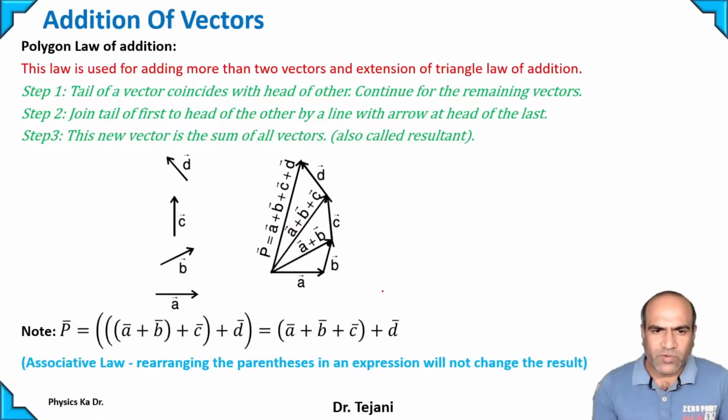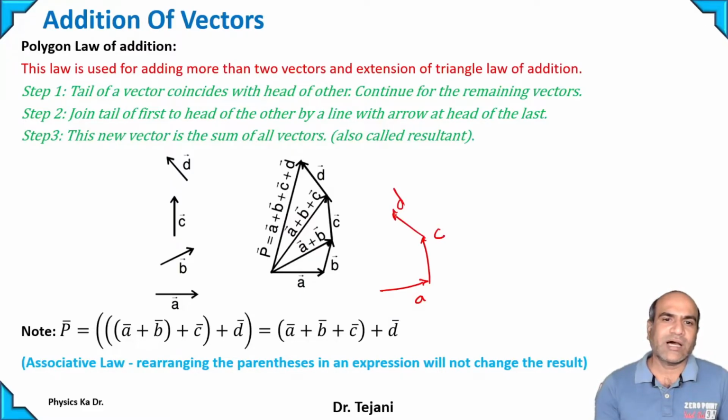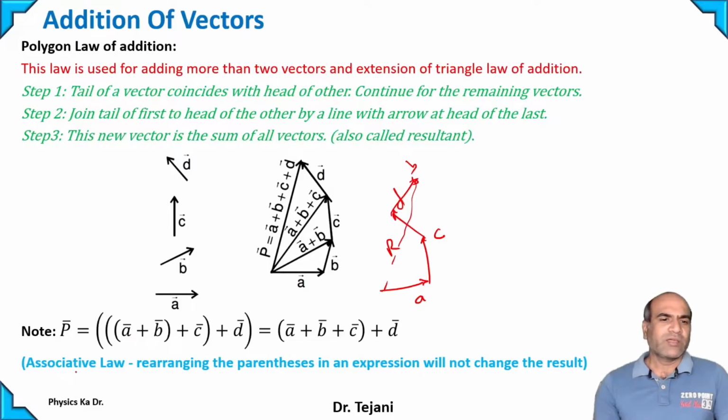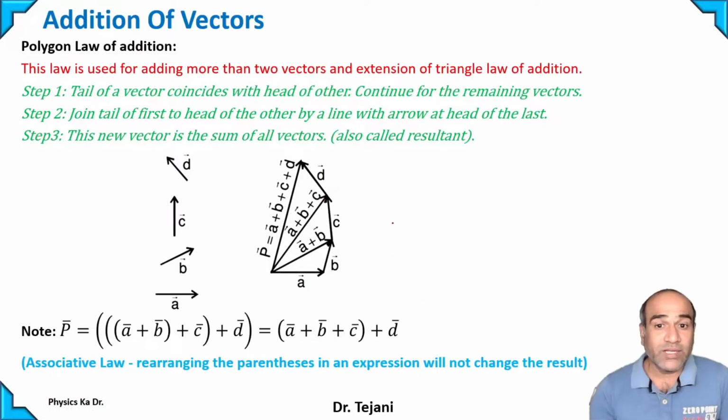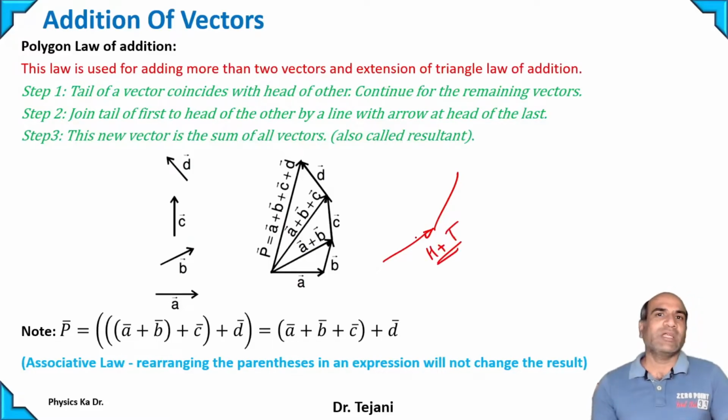Even though I can have A direction, then C direction, then D direction, and the last I can have P direction, the resultant will be the same. There isn't any change if you change its position. But you have to always consider that head should meet tail. HT, that you have to remember. Head should meet tail. Otherwise, there will be a wrong answer.